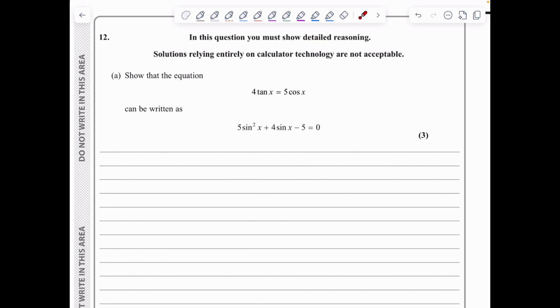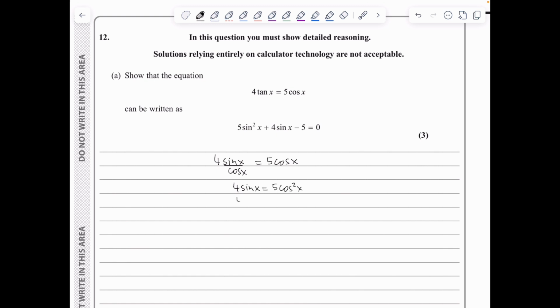In question 12, we are asked to show detailed working, and solutions relying entirely on calculator technology are not acceptable. So we've got the equation 4 tan x is 5 cos x, and we need to show that this can be written as a quadratic in sine. So we start by writing tan x as sine x over cos x. So we've got 4 sine x over cos x being equal to 5 cos x. I will proceed by cross multiplying to get 4 sine x being equal to 5 cos squared x.